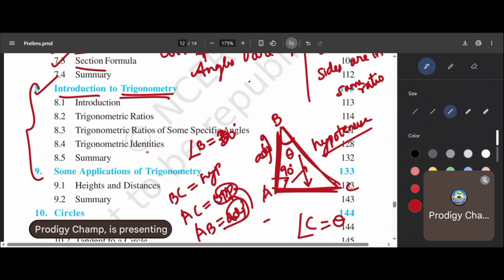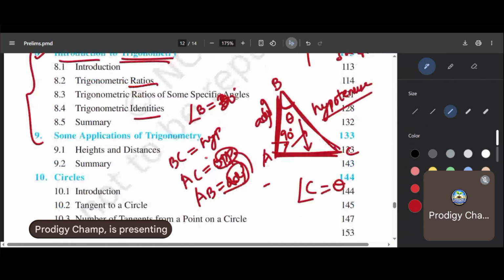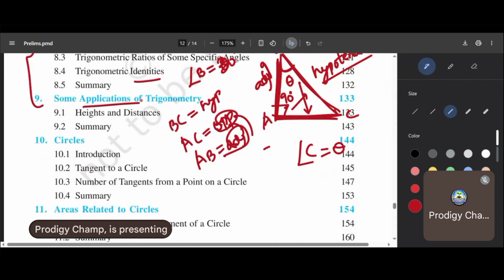We are going to learn about trigonometric ratios and identities. The first exercise is very easy, but the next exercise is a little tough because the prove-that model questions will be there that we can deal with. And applications of trigonometry is very easy, based on height and distance. We will be learning angle of elevation and angle of depression.